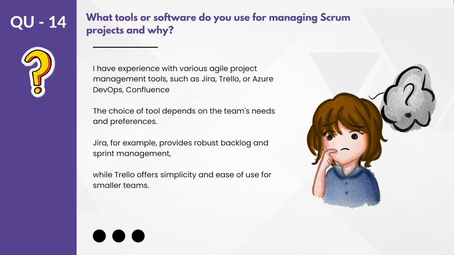What tool or software do you use for managing Scrum projects, and why? Simple, right? So what are the tools we are using? I have experience with various agile project management tools such as Jira, Trello, Azure DevOps, Confluence. So see these tools, Azure DevOps and Confluence. When we are using these, you should be familiar with them.